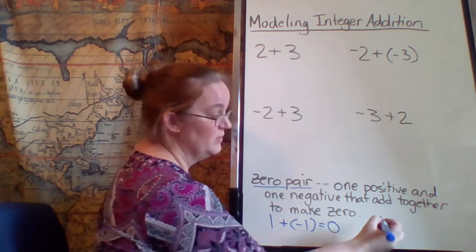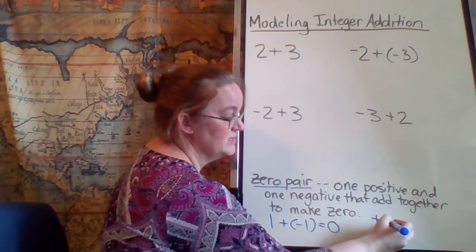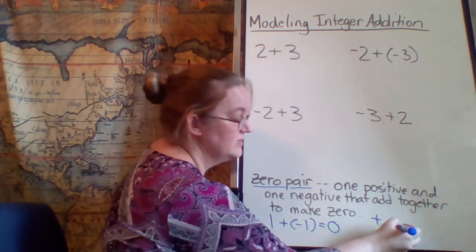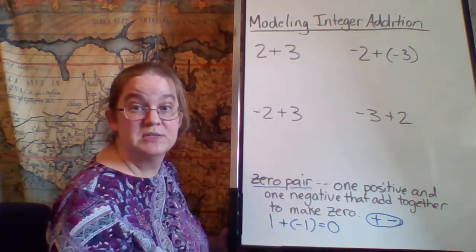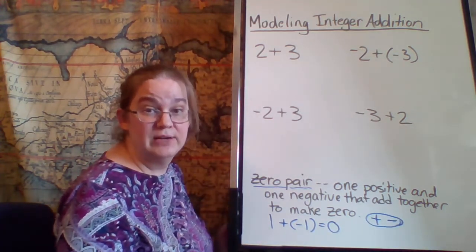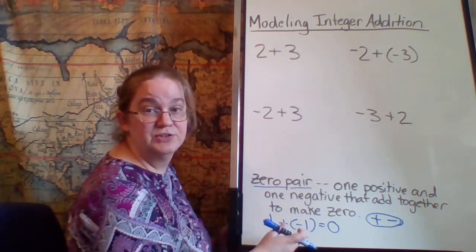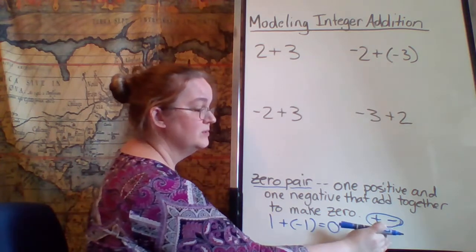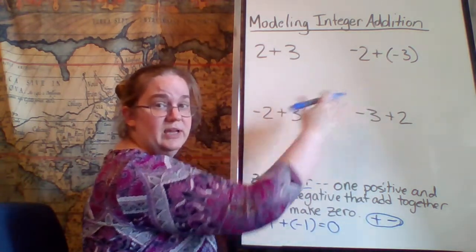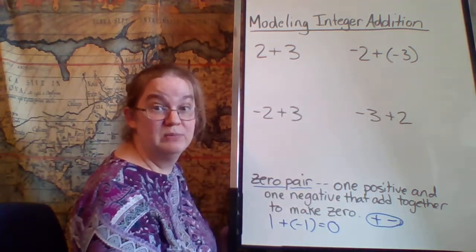Okay. When we look at it with models, it would be saying I have one positive and one negative, and together that's going to form zero. So we circle it like that, and it shows that it's a zero pair. So they cancel each other out. Again, it's just like having $1 and spending $1. You've got nothing left afterwards. So we're going to use that to look at how to deal with these addition problems with integers.